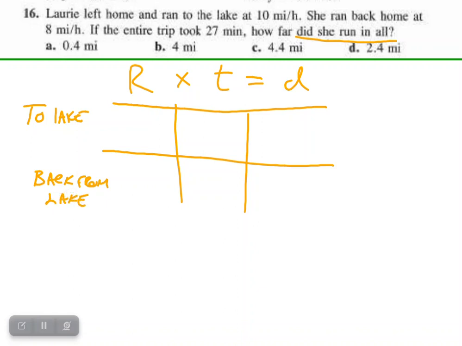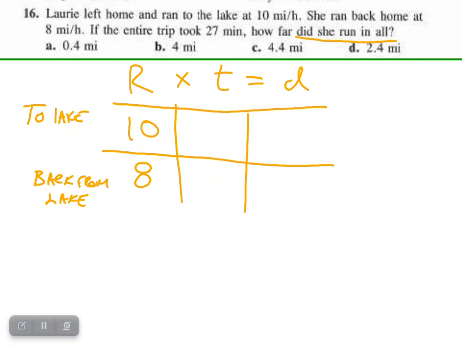All right, so let's fill in the information that we happen to know. What is the rate that Lori ran to the lake? 10 miles an hour. That's pretty good. That's a 6 minutes per mile pace. Not half bad. What is the rate that she was able to hold coming home from the lake? 8 miles an hour. That's a 7 minute 30-second pace. Again, that's pretty solid.